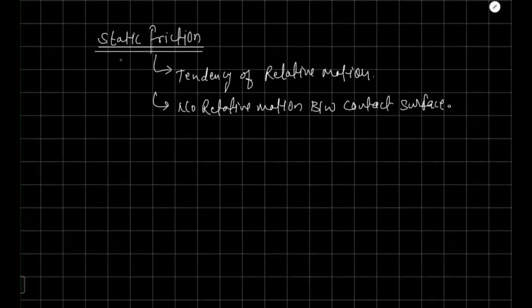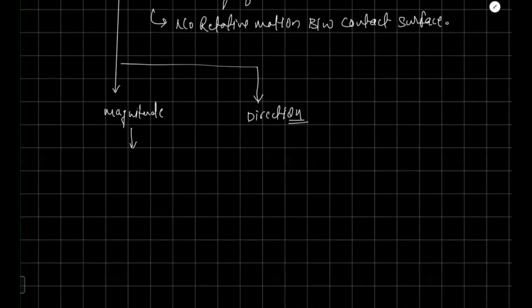When we talk about static friction, we have to find two values, na, one is the magnitude and the second one is direction. So for finding the magnitude, it is quite simple. If we have to find the magnitude of static friction, it is nothing but mu s into normal reaction. And for finding the direction, you have to find where the force is acting on the object. Suppose this object is kept at rest on this surface. This has the mass m.